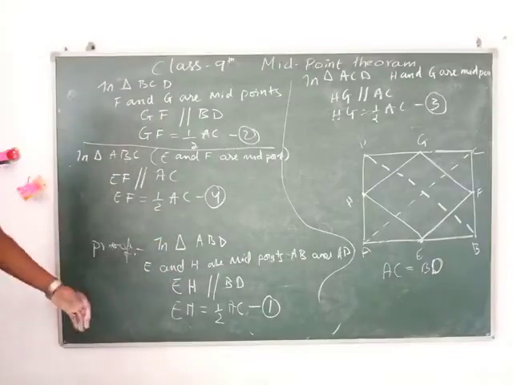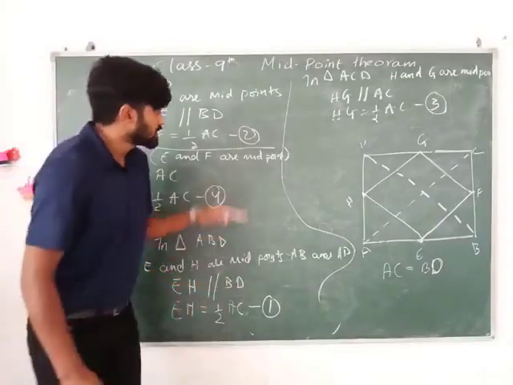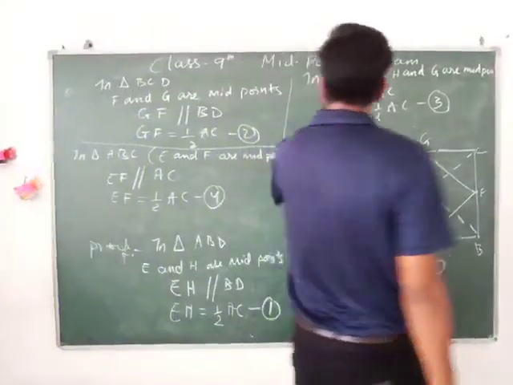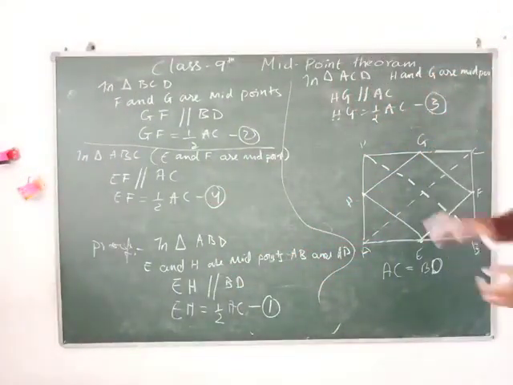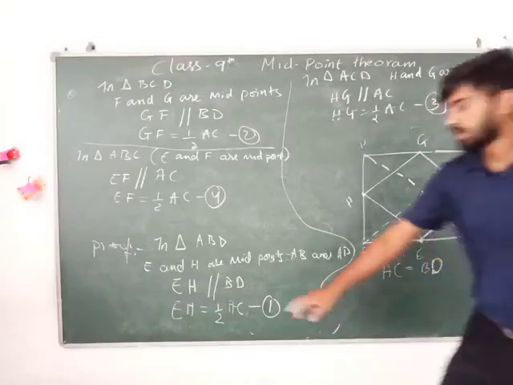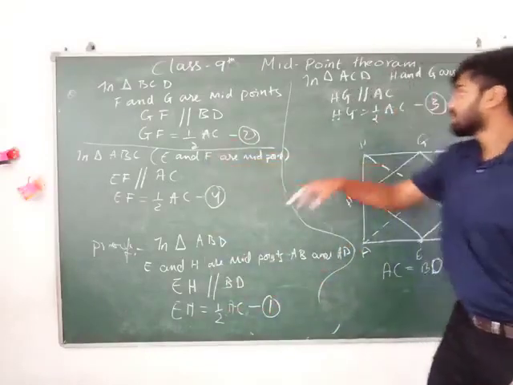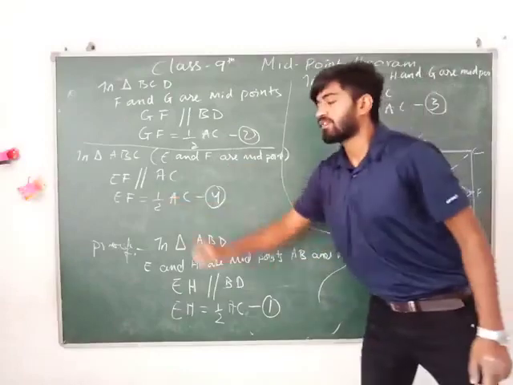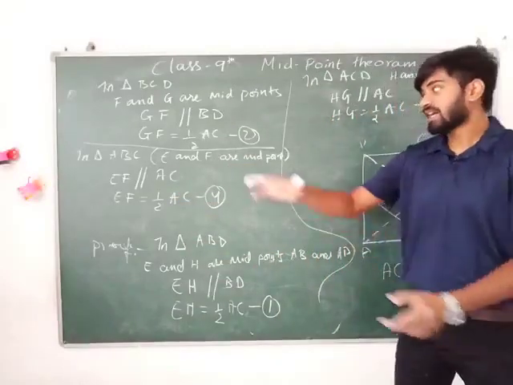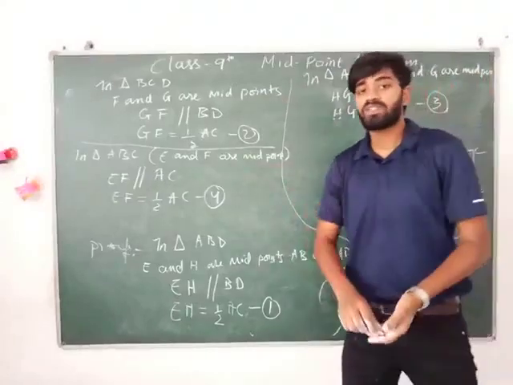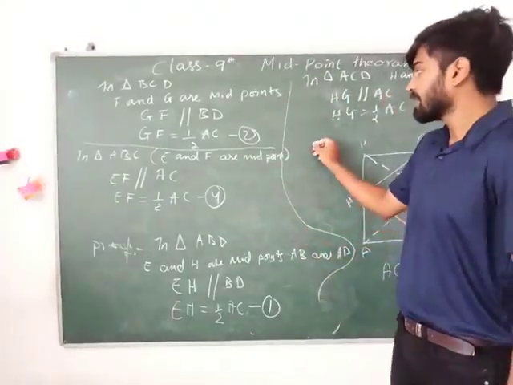Now see equations 1, 2, 3 and 4. What do you observe? In all four equations, the right-hand side is the same: half AC, half AC, half AC, half AC. So through this I can say that if the right-hand side is the same, then all the left-hand sides will also be the same. So what can I write?